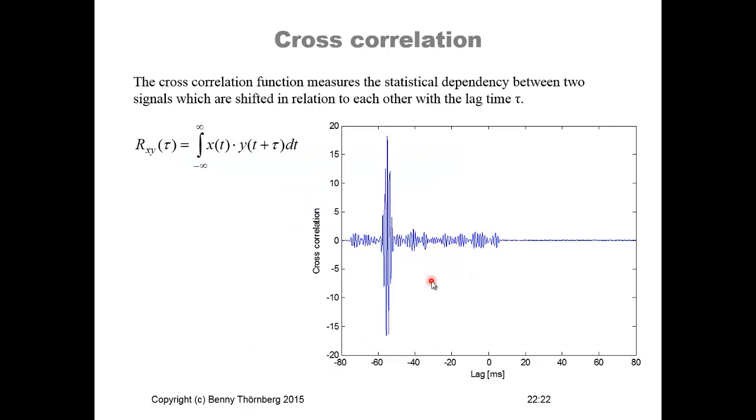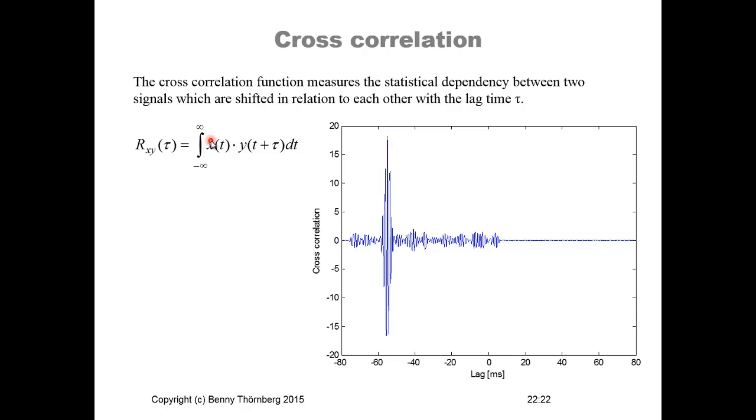The evaluation of the cross-correlation function looks similar to the autocorrelation, except that now we are dealing with two stochastic variables, x and y. And we have the time shift, the lag variable tau. We are evaluating a sample x of t of the first stochastic variable, and y of t plus tau of the second stochastic variable. And we are evaluating this for all the time variables t from minus infinity to infinity.